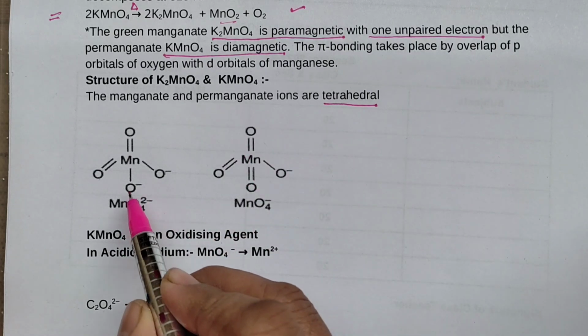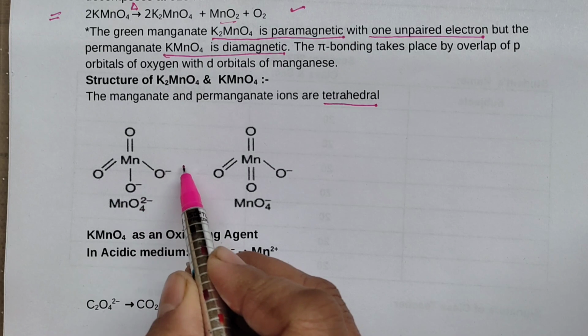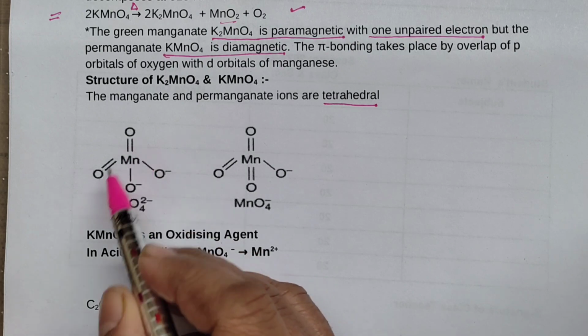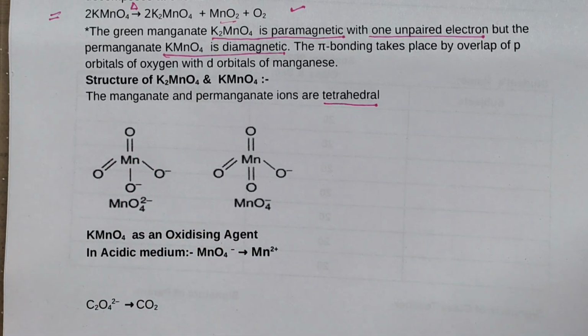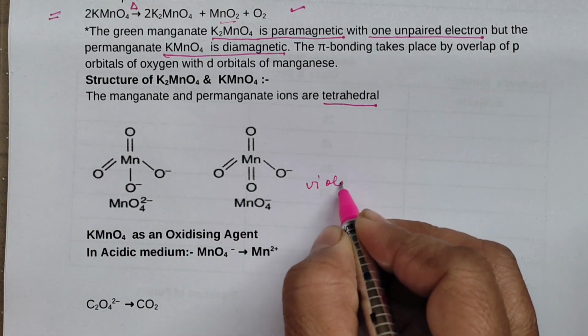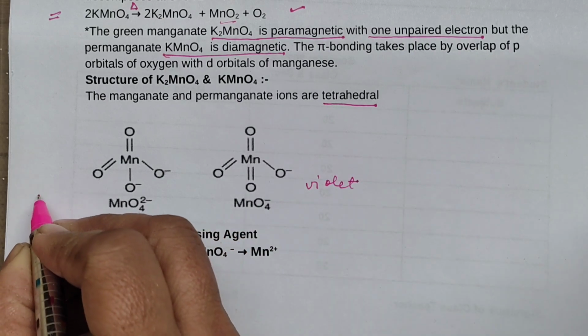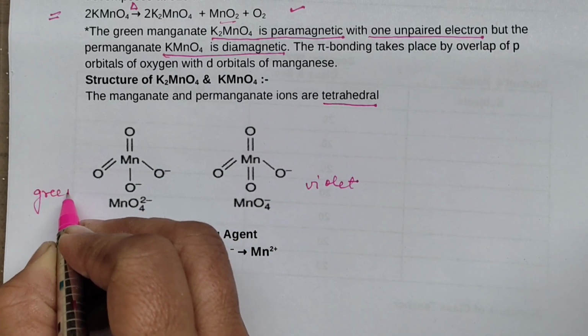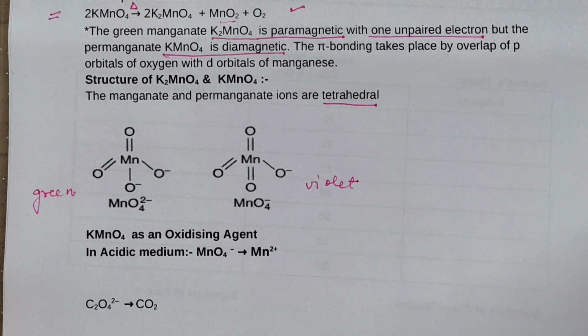In this one, there are 2 oxygens with the negative charge because there are 2 minus, and the remaining 2 oxygens with the double bond. Okay, so you will draw the structure, and the color I already told you. This one is violet color and this is green color. Permanganate is green color. Okay.